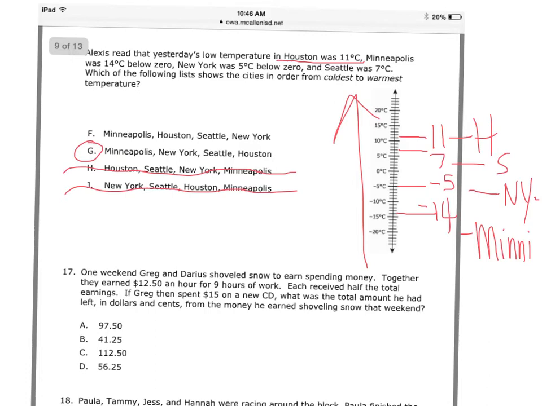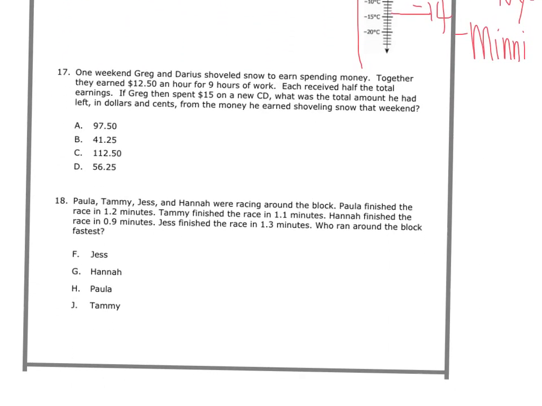And let's see, one weekend, Greg and Darius shoveled snow to earn spending money. Together they earned $12.50 an hour for 9 hours of work. Each received half the total earnings. If Greg then spent $15 on a new CD, what was the total amount he had left in dollars and cents from the money he had earned shoveling snow that weekend? So if we were to look at UPSI, we want to understand the problem. They're asking what was the total amount he had left. Okay, we want to see what Greg had left. And let's make a plan.